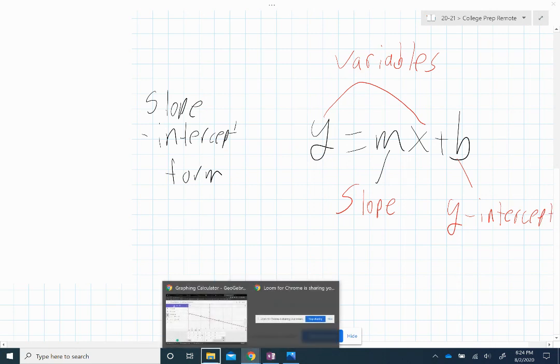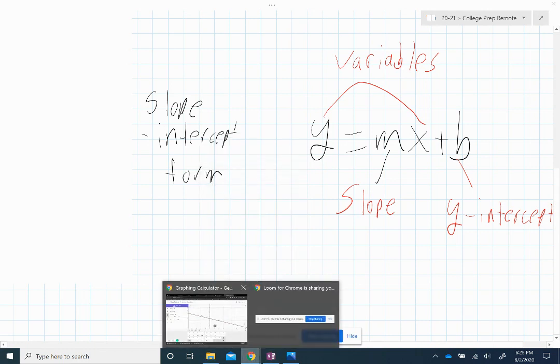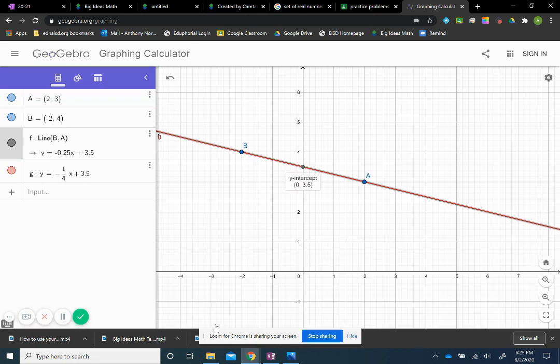So if we go back to what we had before, our y is here, our m is -1/4. As we counted, we went down 1 over 4. Then x, and this 3.5 is the y-intercept. This is the y-axis, and it's where the line crosses the y-axis, as we can see here.